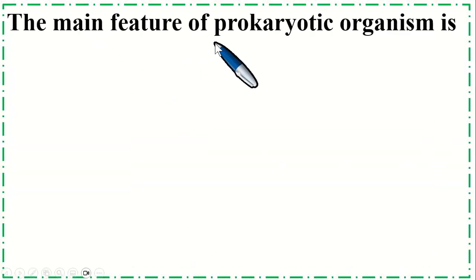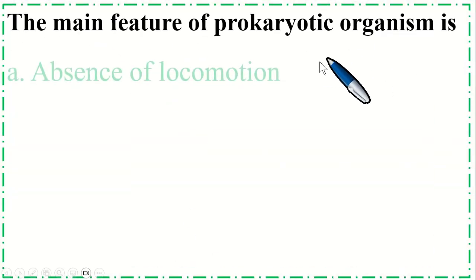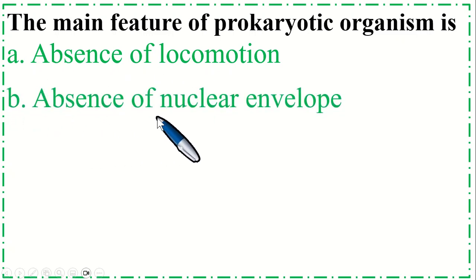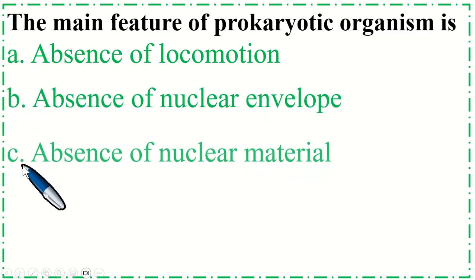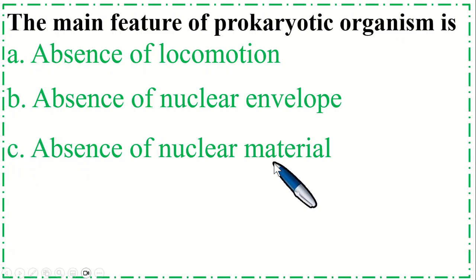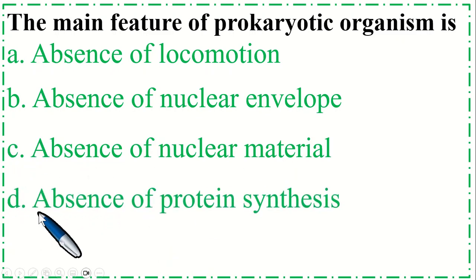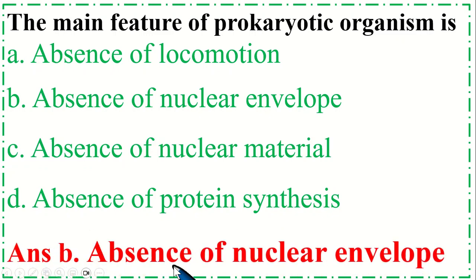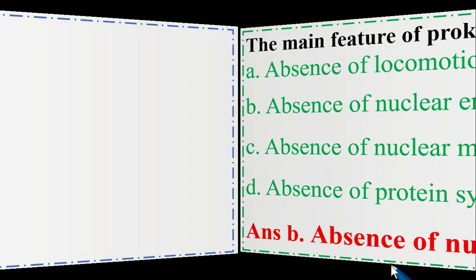The main feature of prokaryotic organism is option A absence of locomotion, B absence of nuclear envelope, option C absence of nuclear material, and option D absence of protein synthesis. So the correct option is B absence of nuclear envelope.